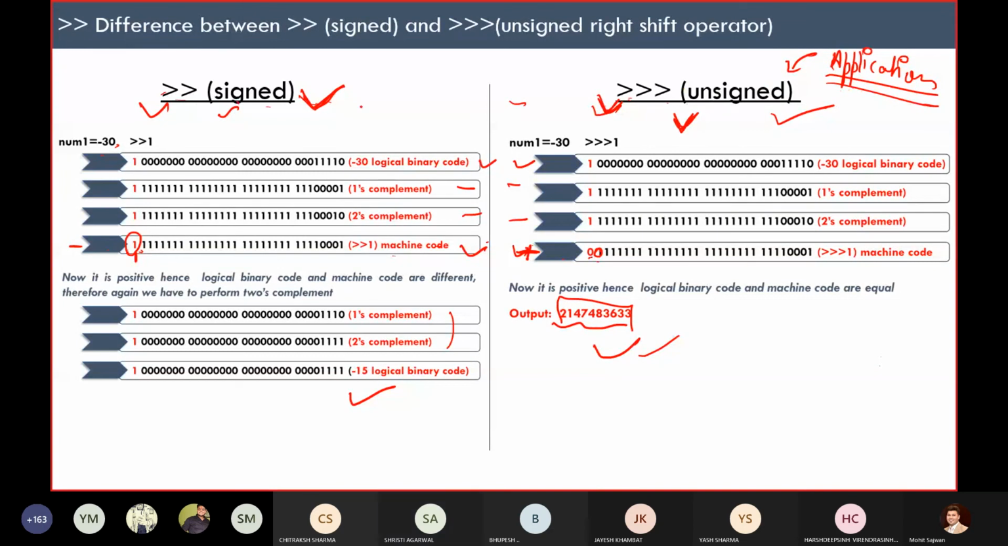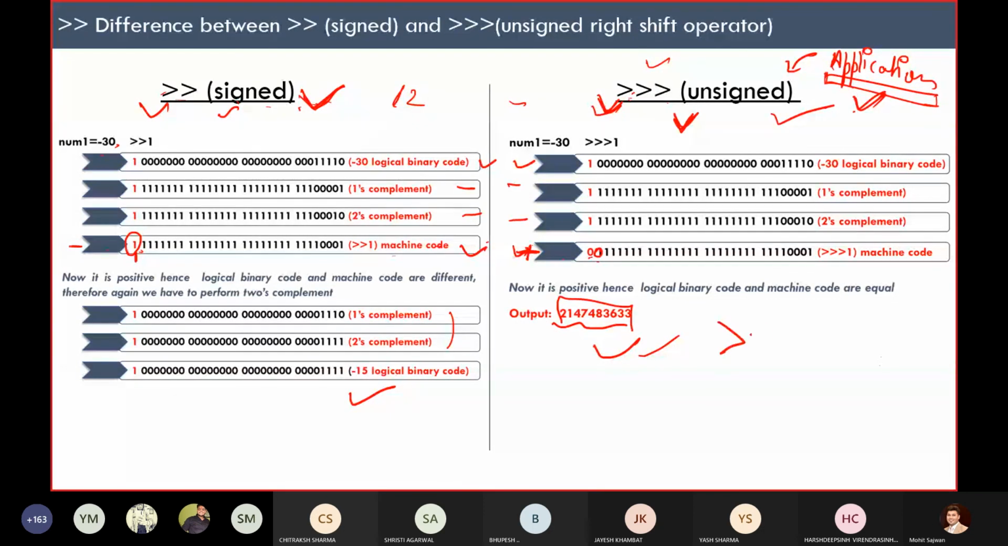For signed, yes, you are going to use it for division of positive numbers. For negative numbers I will find it out. Okay, what are the applications? Okay, I will let you know where we are basically using it. I can tell you about some scenarios also, but I just want to tell you about the application where we are basically using this signed as well as unsigned bit.